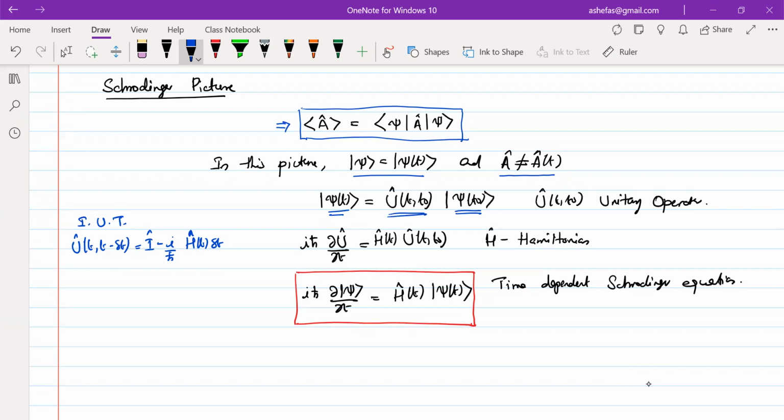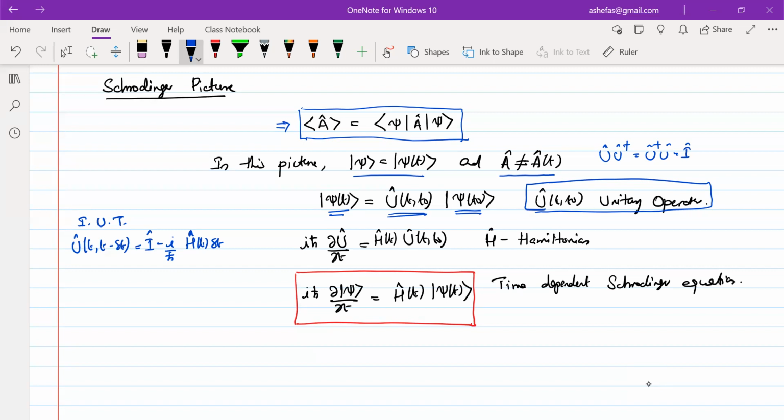Now we can show that this linear operator follows the property of a unitary operator, such that U dagger U is the identity. We already proved this in the last class. Since U is unitary, it is possible to represent that unitary operator in terms of a generator.